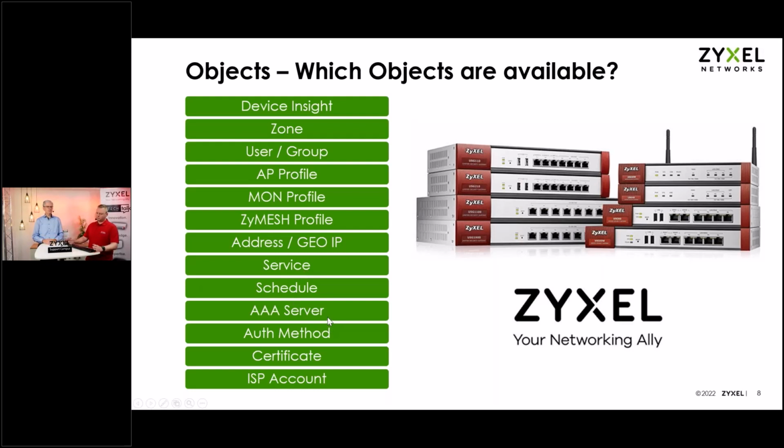AAA server for login to Wi-Fi, for example, or remote access VPN, where you can define your objects, your profiles for connecting to an AD server or RADIUS server. The auth method, which is basically just grouping what you have done in your AAA server. I will also explain this at a later point in time. We have certificate objects that can be used for VPN or web server access for the internal web server, and of course the ISP accounts for your, for example, PPP connection to the service provider.